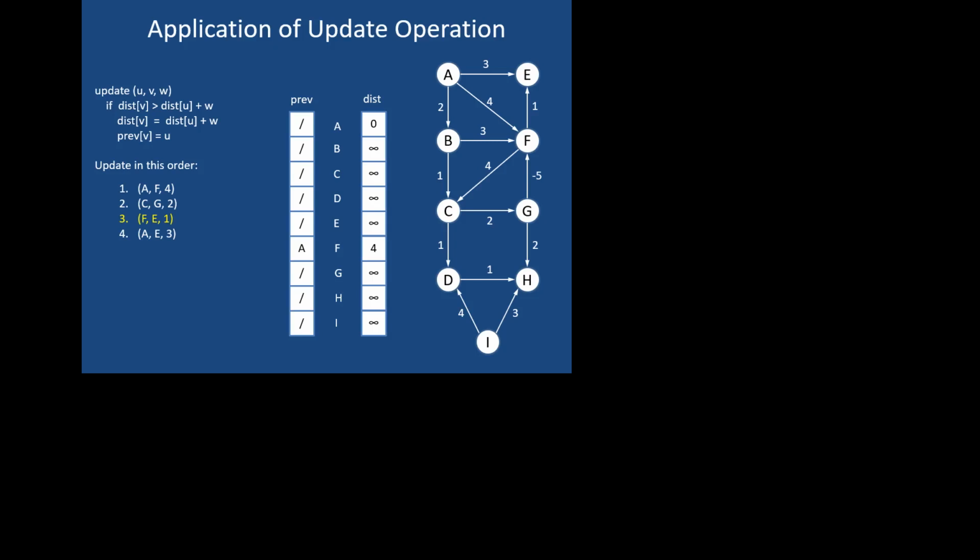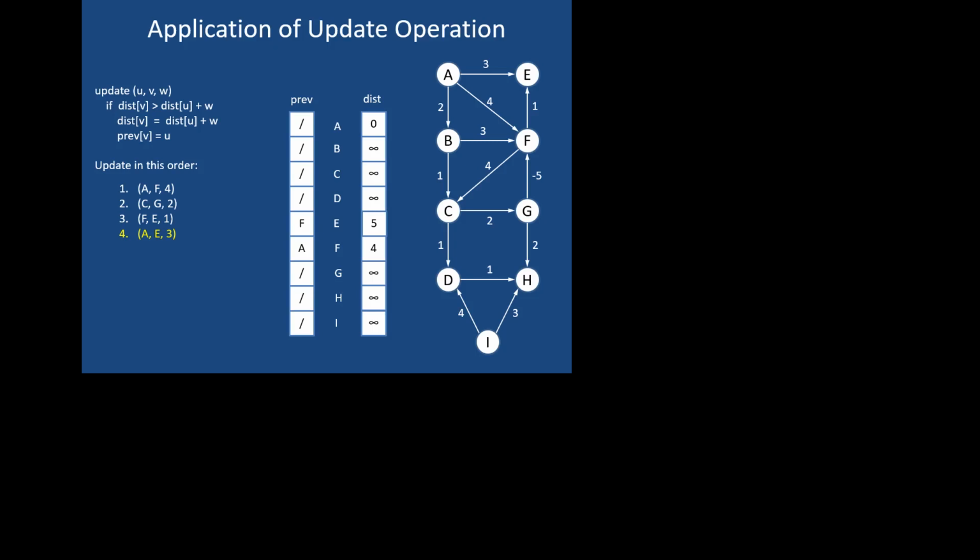We're going to update the edge F to E that has weight 1. Is that a cheaper way to get to E? Yep. Because the current way is infinite, and we currently know how to get to F in 4, plus 1 gives 5. So we're going to update it. E should have a parent of F and a distance of 5. And it does. And then finally, AE3. Notice we're updating an edge into the same vertex we did before. We updated an edge into E here. Now in step 4, we're updating an edge into E again. Is anything going to change?